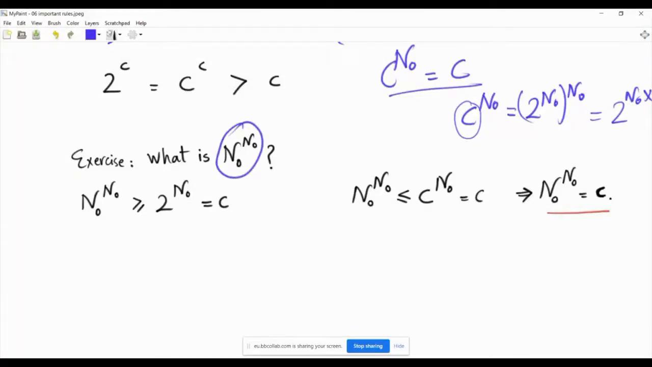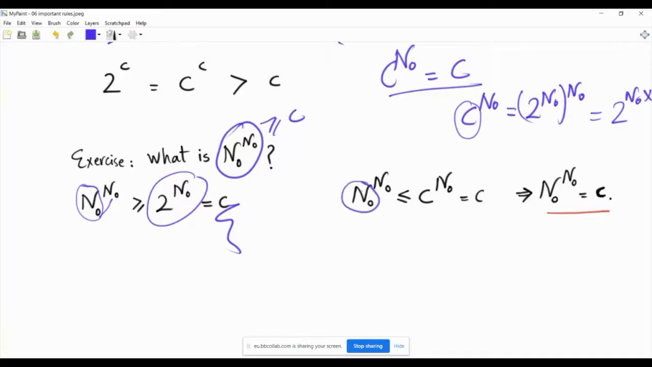Okay, so Aleph node is basically the cardinality of something like the set of natural numbers. It is definitely greater than 2, right? Aleph node is definitely greater than the finite number 2. So Aleph node to the power Aleph node is greater than or equal to 2 to the power Aleph node, which is C. Okay, so we know that this quantity is greater than or equal to C.